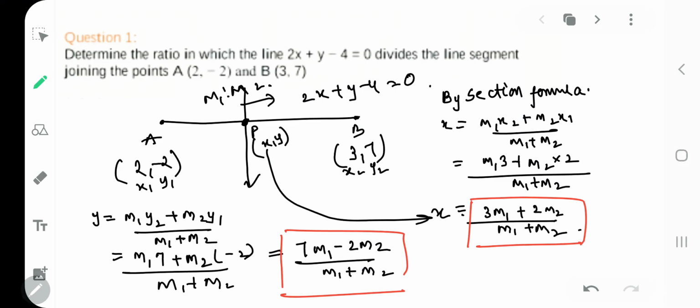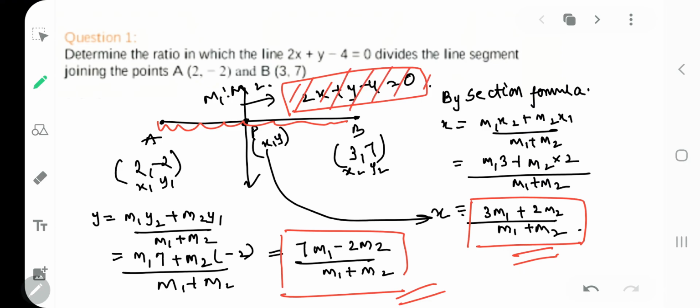Now what will you do? See, if a line that has this equation is passes through A and B, that means the point whose x and y we have found lies on this equation 2x + y - 4 = 0. Try to understand: the coordinates we found for point P on AB will lie on the line whose equation I have given you, 2x + y - 4 = 0.